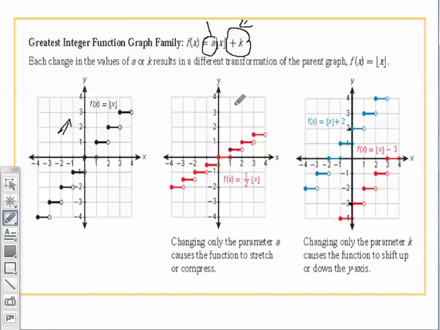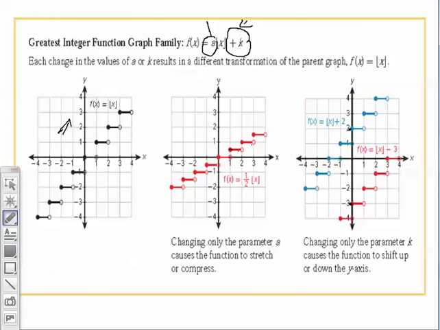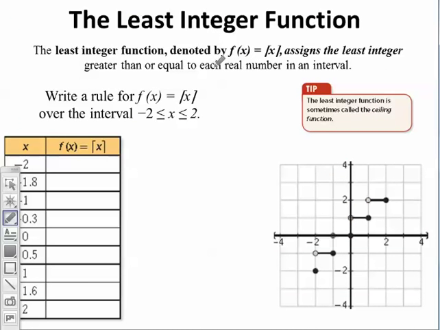But it's still only 1 unit wide. Okay? So let's go on and look at the least integer function. That one was the greatest integer function. This one's the least integer function. And the difference between this one is instead of having a floor, we've got a ceiling on it. See how it's got the little line at the top like that? So it's got a ceiling on it. So that means we're looking for the least integer that would fit into it.